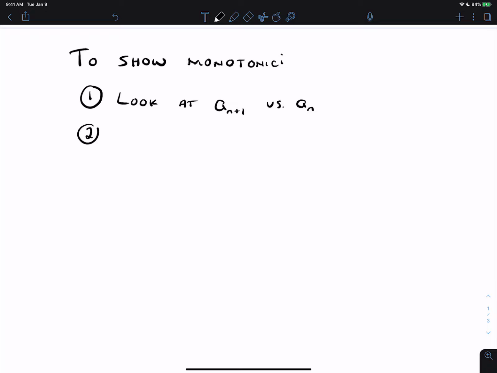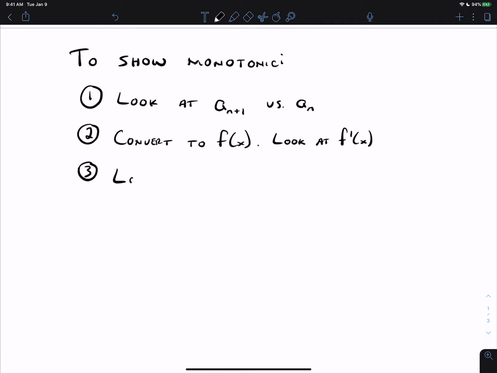The second thing would be that we could convert to a function f(x). So we've talked about before, a sequence is not continuous, but f(x) typically would be continuous. And then we would look at its derivative. If we can prove that the derivative is always positive, the sequence would be increasing. If we can prove that the derivative is always negative, the sequence would be decreasing.